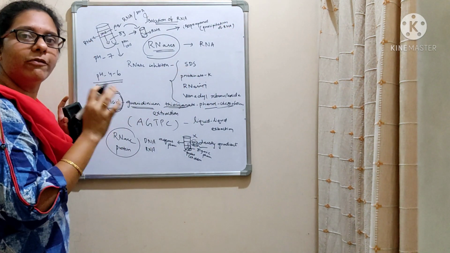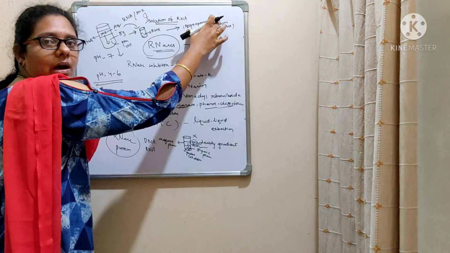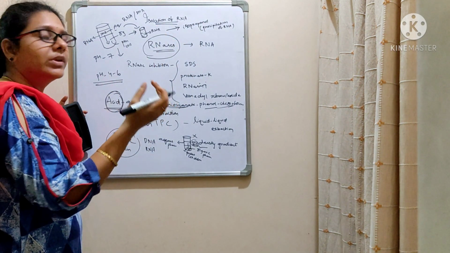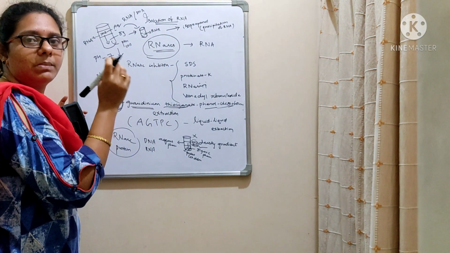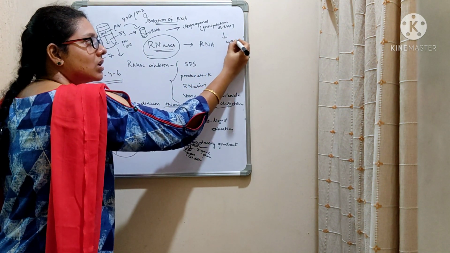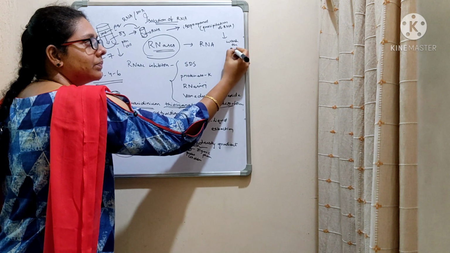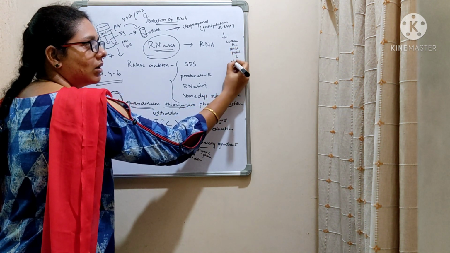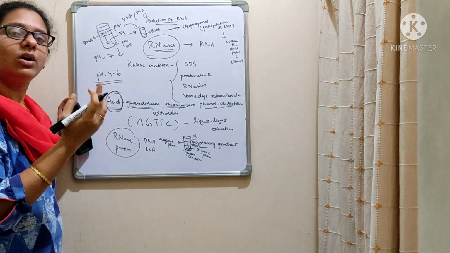Okay, this is the step of precipitation by the treatment with the alcohol. So after the precipitation of RNA, what you are going to do? You have to collect the RNA pellet by centrifugation. And then what you are going to do? You have to wash the RNA pellet with ethanol. After washing, what you are going to do?